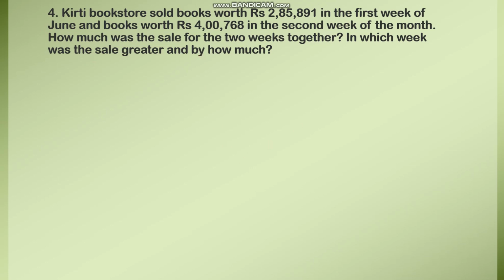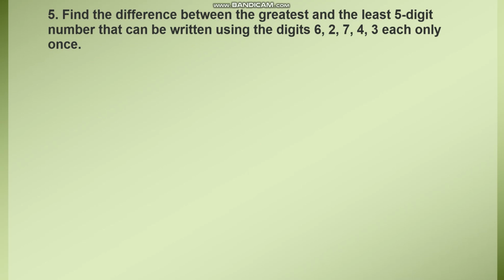Children, look at the fifth question. Find the difference between the greatest and the least 5-digit number that can be written using the digits 6, 2, 7, 4, 3 each only once.